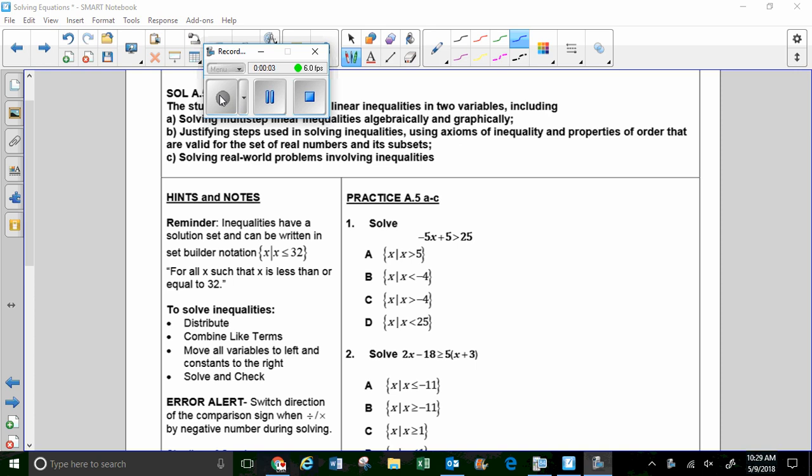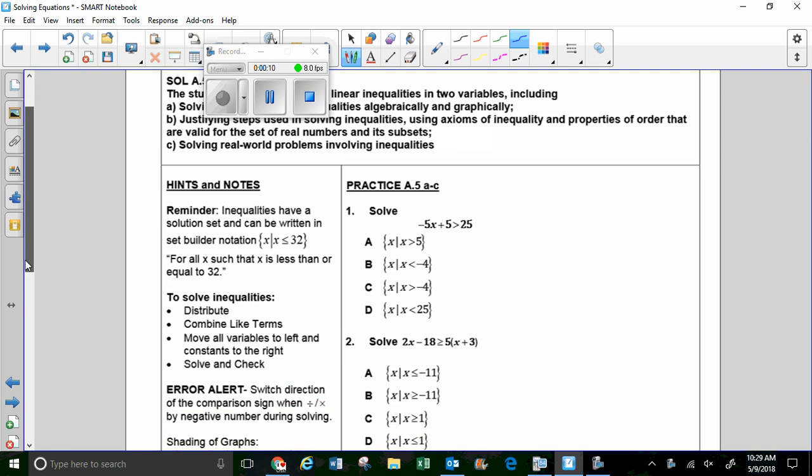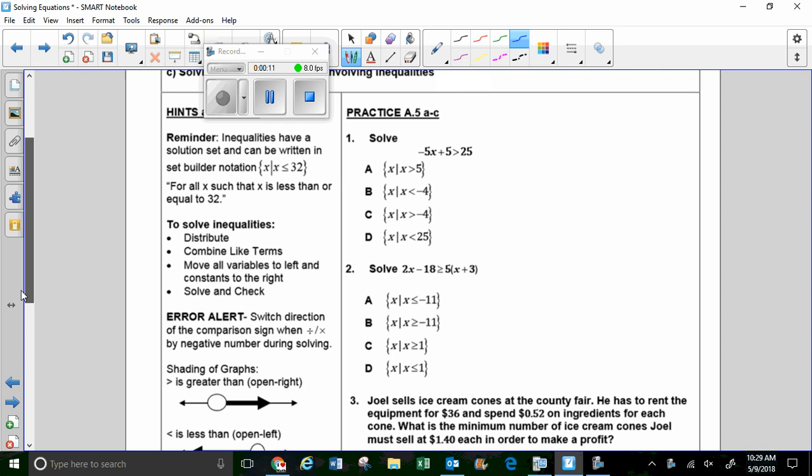Alright, go ahead and flip to the page that looks like this one. Should be about 4 pages into the packet. So it's the first inequality here, practice A5, A through C is the heading.